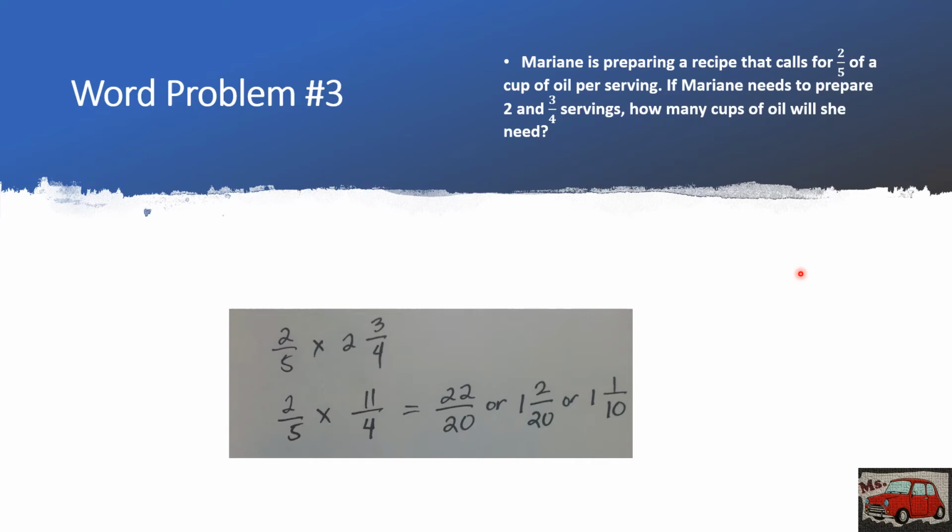Okay, so what we need to do is to multiply them. So 2/5 times 2 and 3/4. So we need to convert this mixed fraction into improper fraction, and that is 11/4. Then we'll just multiply their numerator and denominator. So we have 22/20, and to simplify that, that is 1 and 2/20, or 1 and 1/10. Okay, so Marian needs to have 1 and 1/10 cups of oil.